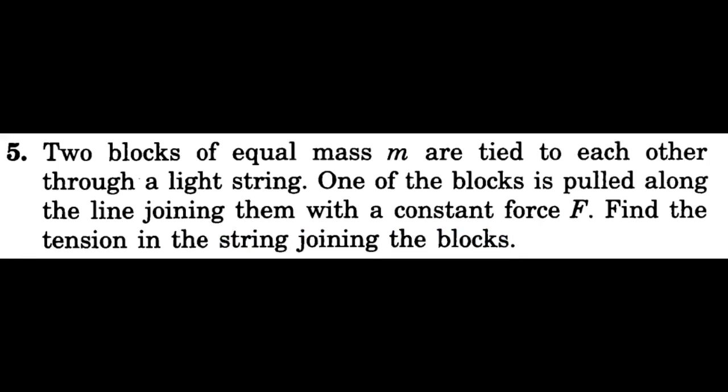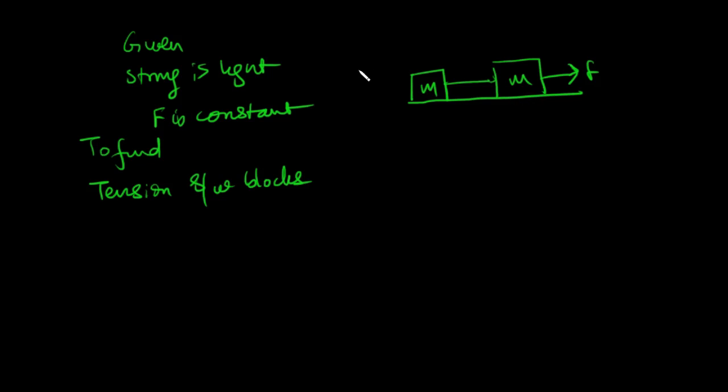Okay, so this is the figure. You see what is given. Given that the string is light, this means the string is massless and F is constant. So we have to find the tension between the blocks. What we do first is isolate one block. Okay, I have isolated the first block. Now I want to find the forces on this block. On this block, one force is F and the other is the tension due to the string connecting the other M.